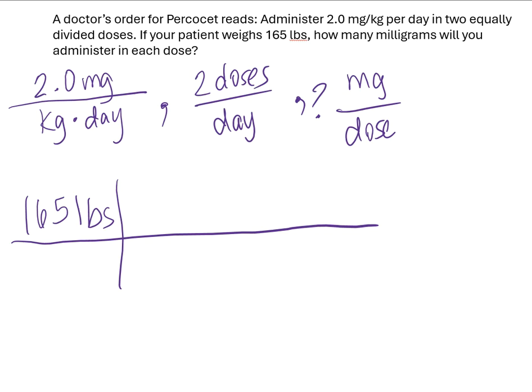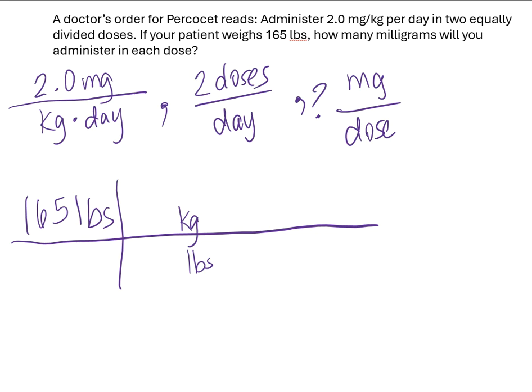In order to determine the exact amount that they are receiving, again, it's 2.0 milligrams per kilogram. So we need to know, what is this weight in pounds? What is the equivalency in kilograms? So we have to convert from pounds to kilograms. So this is a constant factor, a constant equivalency.